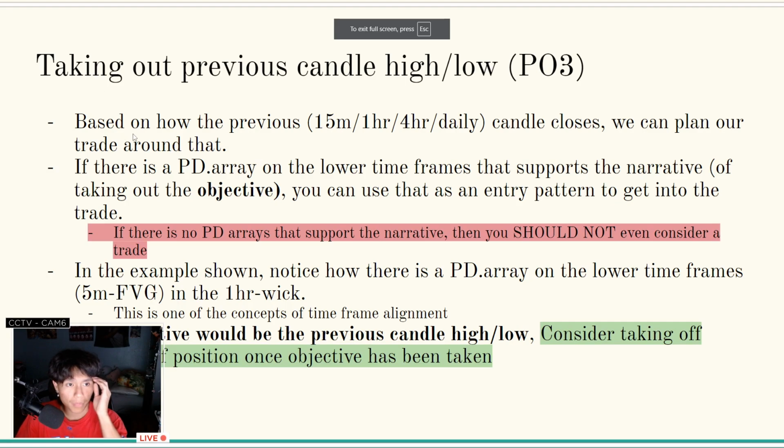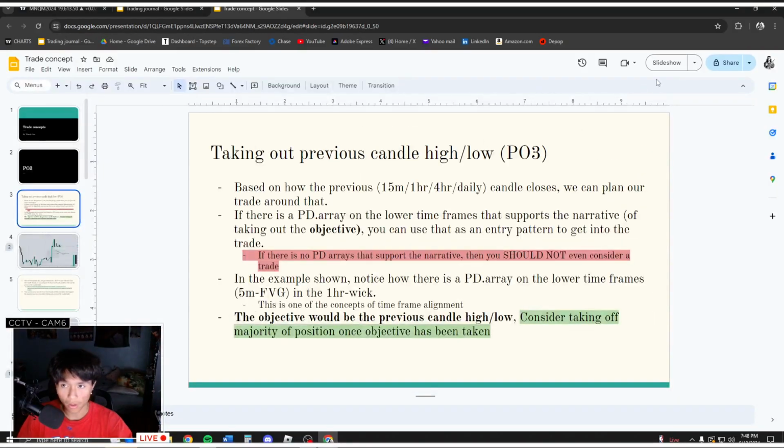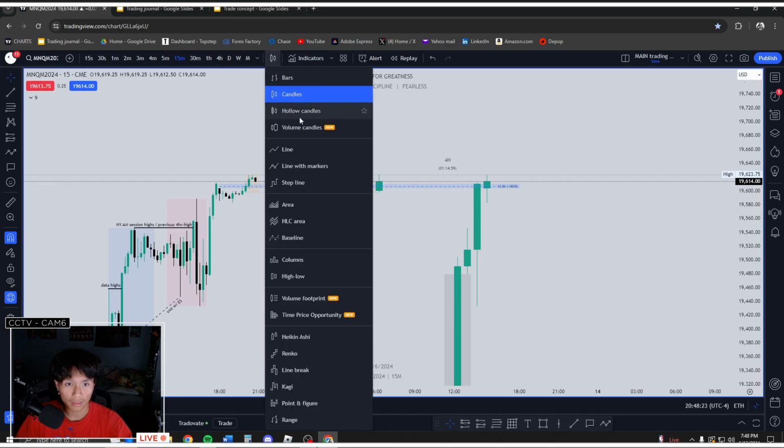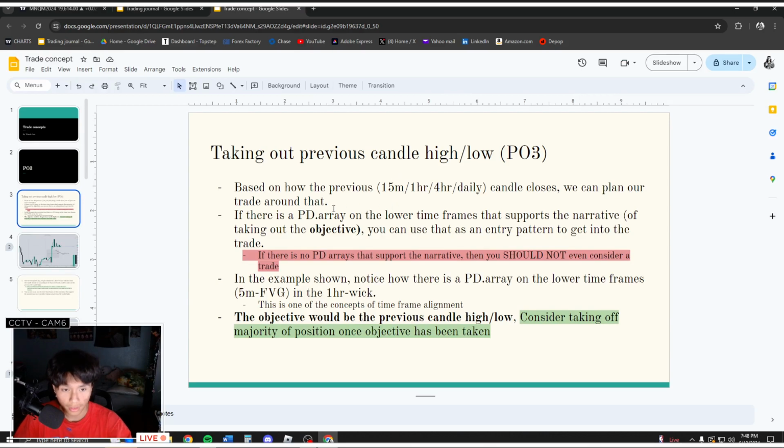So, based on how the previous 15-minute, 1-hour, 4-hour, and daily candles close, we can plan our trade around that, based on power of 3. I'm sorry, not AMD. I don't look at it as AMD. Open, low, high, close. That's why we use these candles. We don't use hollow line. We use candlestick charts.